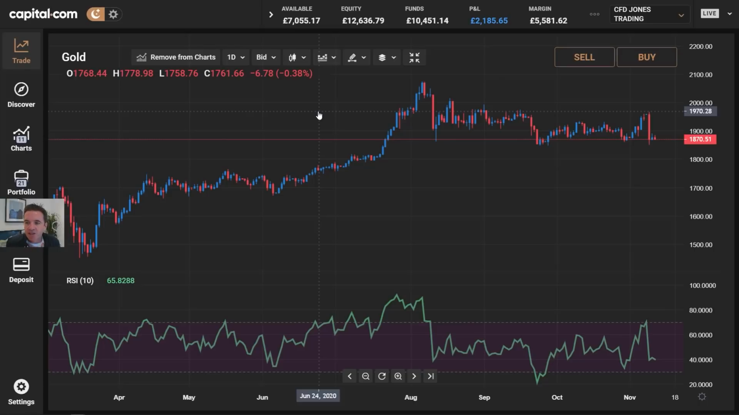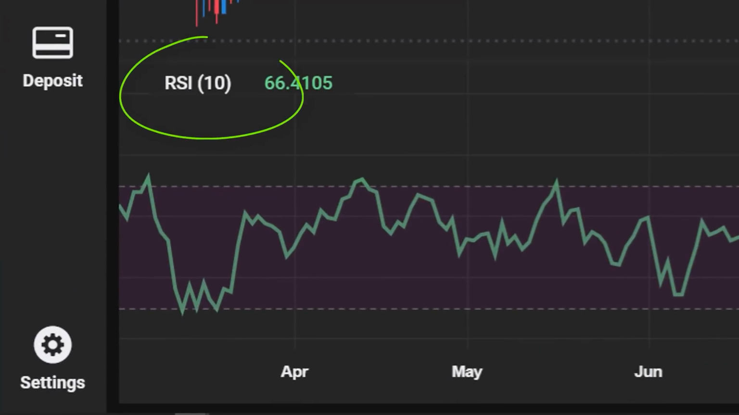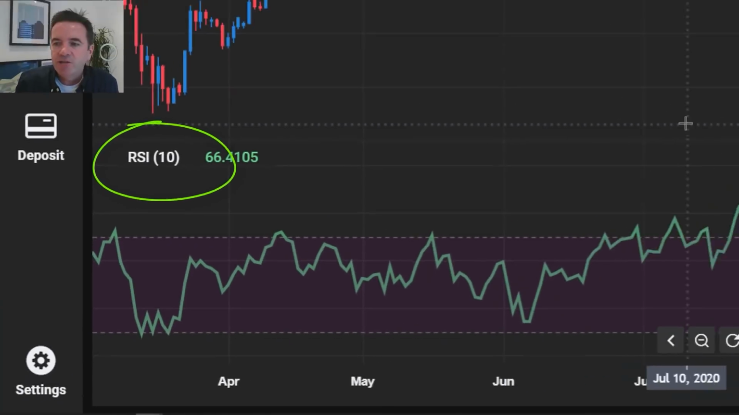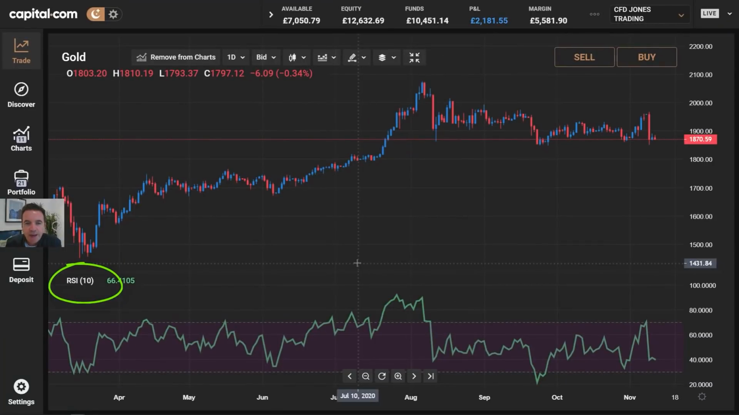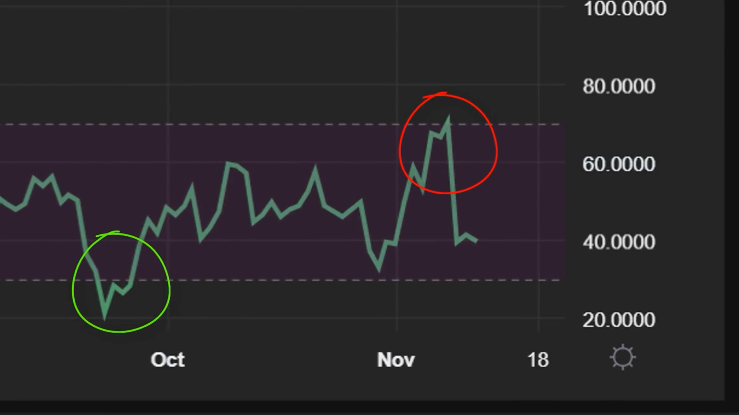When we look at markets on this channel, I usually have an RSI at the bottom of the chart. You can see it down here. This is a 10-day RSI. So I thought it would be interesting to do a video just explaining this in a bit more depth and looking at a better way of using it rather than just the straightforward overbought, oversold indicator.